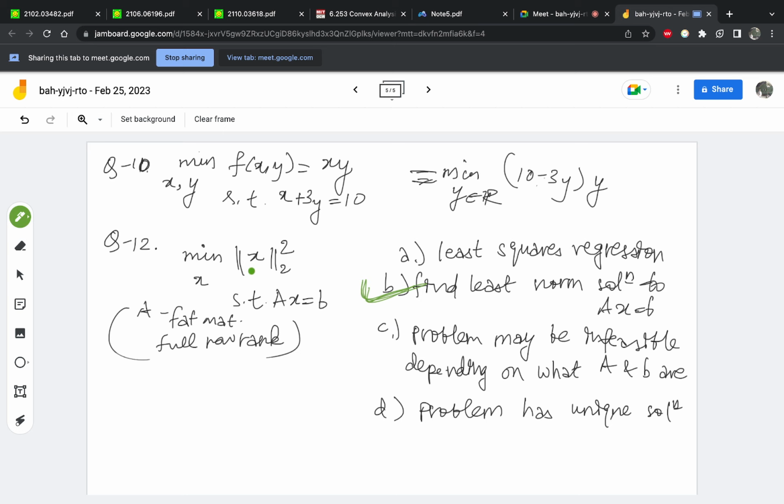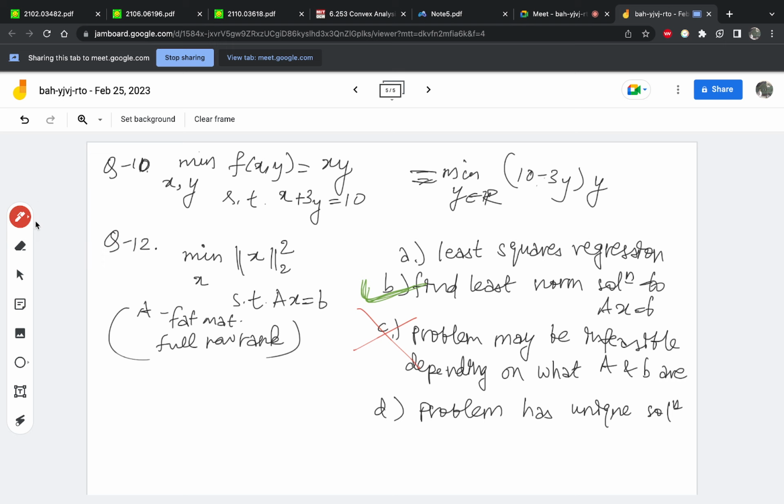Remember, I'm finding a minimum norm solution to this system of linear equations Ax equals b, where A is a full row rank fat matrix. As you already pointed out, it is always possible to find the optimal point, so C shouldn't be true, because it talks about infeasibility. And what about the last point?